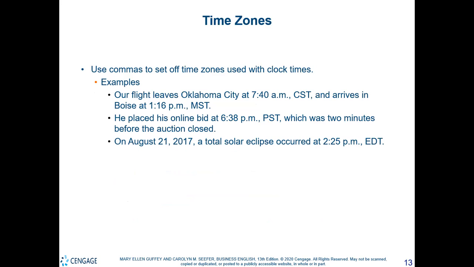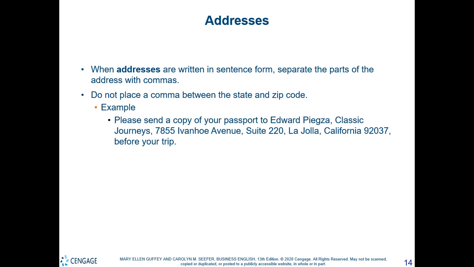Time zones. Use commas to set off time zones used with clock times. Examples: Our flight leaves Oklahoma City at 7:40 a.m., CST, and arrives in Boise at 1:16, MST. He placed his online bid at 6:38 p.m., PST, which was 2 minutes before the auction closed. On August 21st, 2017, a total solar eclipse occurred at 2:25 p.m., EST.